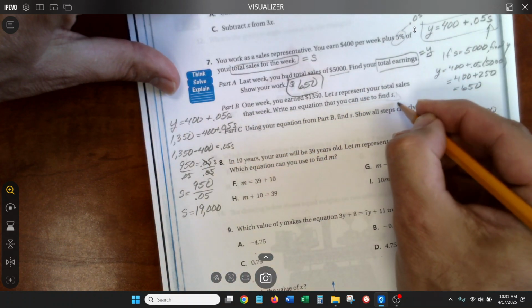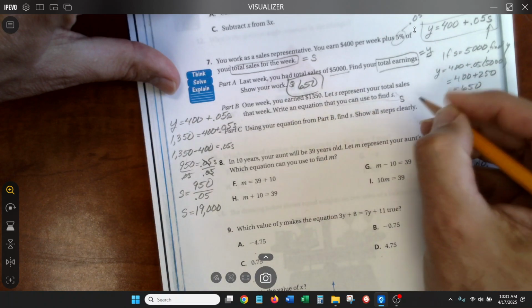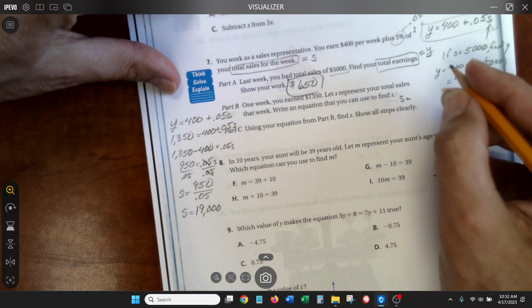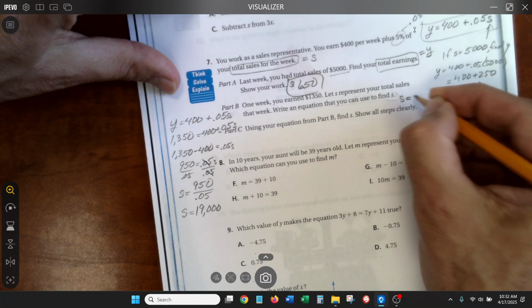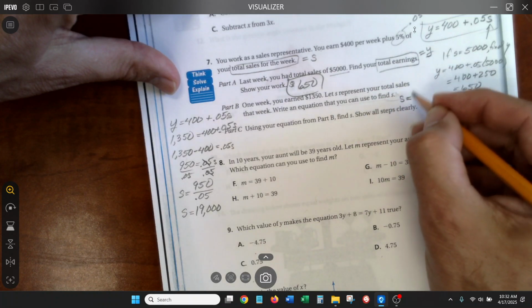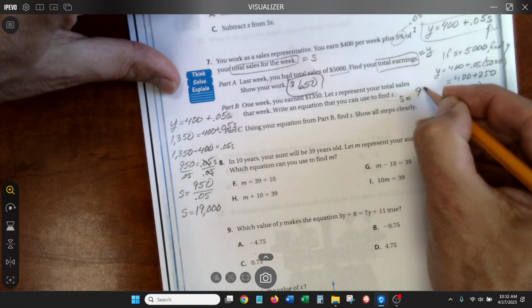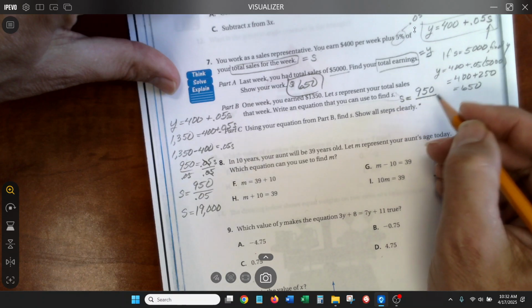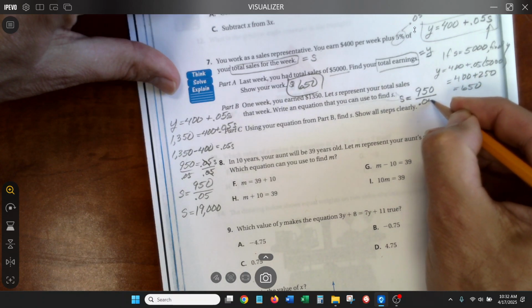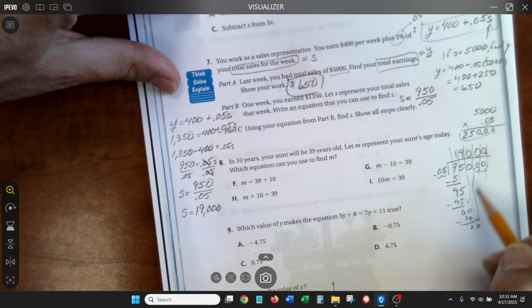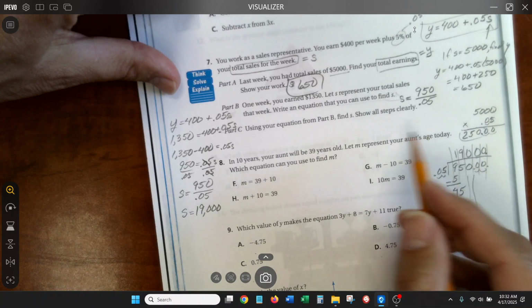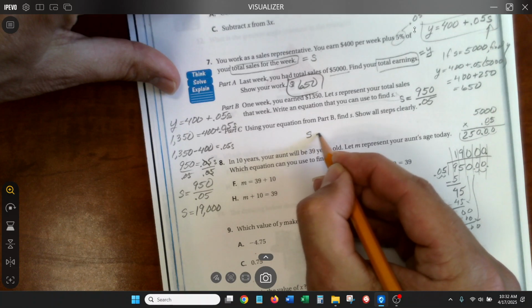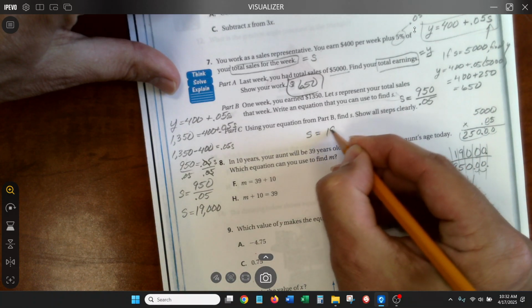The answer to part B is write an equation. I got a little ahead of myself, so the answer to part B would be our equation for the sales, which would be 950 divided by 0.05, and then the answer to part C would just be the answer to that division problem. So that would be our $19,000.